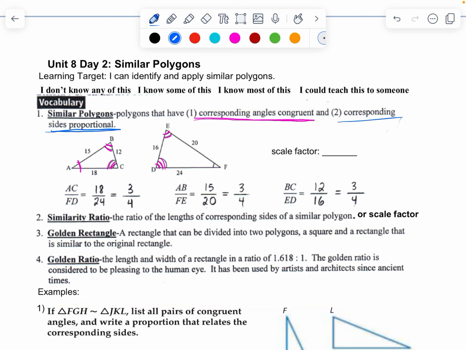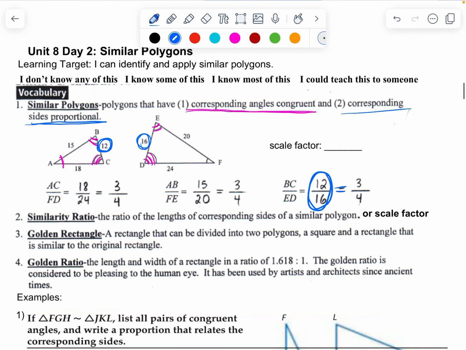And then second, the corresponding sides have to be proportional. So this is the part that kind of takes a while. Basically what you do is you match up the sides and see if they reduce to the same fraction. So I usually start with the smallest one, so 12. The smallest in this one goes with the smallest in the other one, so 12 over 16, and that reduces to 3/4.